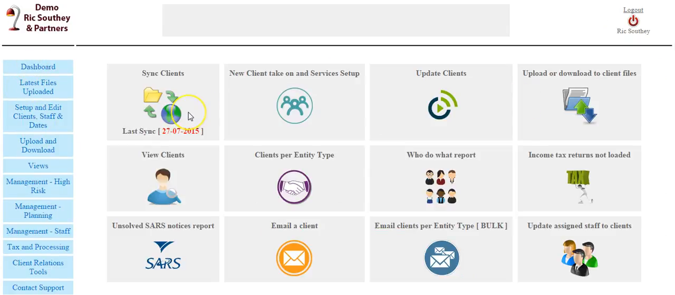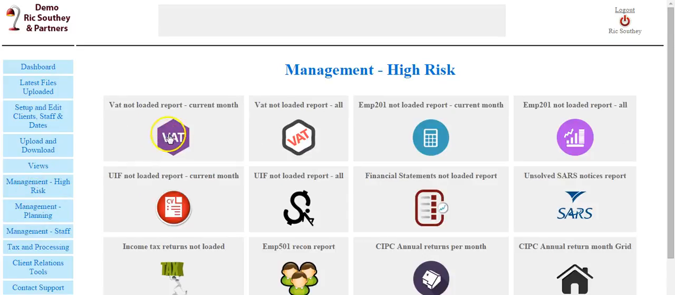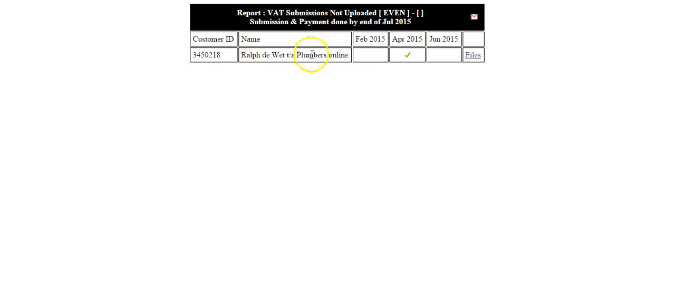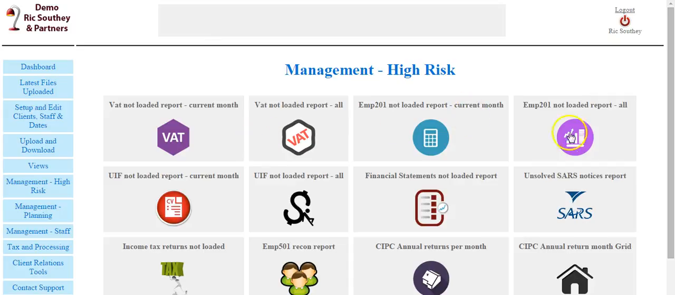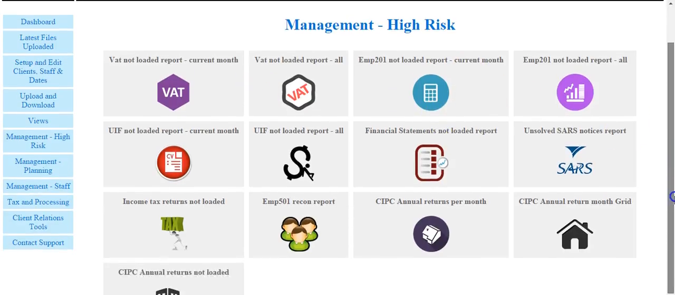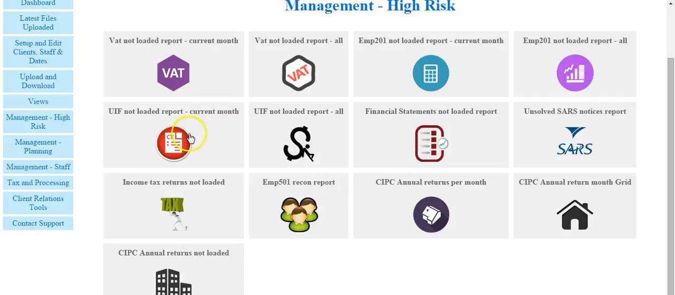The system uses this information to produce high risk and other reports. Let's have a quick look at them. VAT not loaded current month will tell you exactly the VAT that is still outstanding. This report needs to be clean, then you know all are done and clients are informed. You will have the same for EMP 201, UI7, EMP 501 and CIPC returns, showing you what is still outstanding.